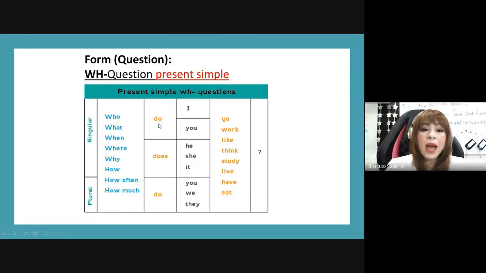So here we have the position of the auxiliary. Remember, this is in second position. The question word first, the auxiliary second, and the subject pronoun or the proper name in third position. Then the verb goes after the subject in the question. Remember, you have to use a question mark at the end of the question. It is mandatory in English. Why does she study English? Because she wants to improve her career.